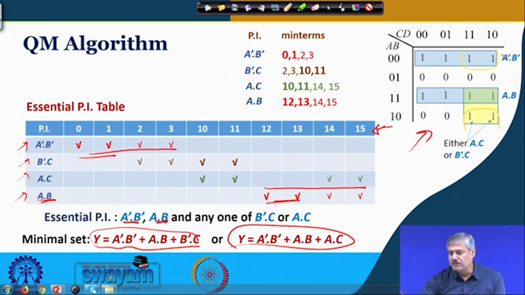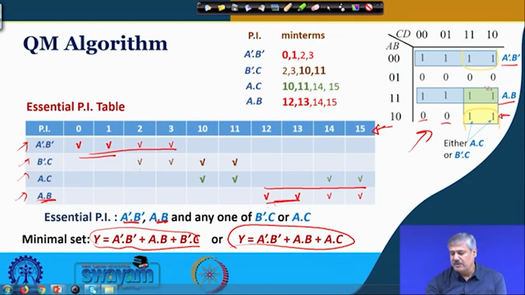And one group A prime B prime comes over here, AB comes over there. And the remaining two ones that need to be covered are 10, 11 in the Karnaugh map. You know, this is 0, 1, 2, 3, 4, 5, 6, 7, 8, 9, 10, 11. So, this is the 10, 11.